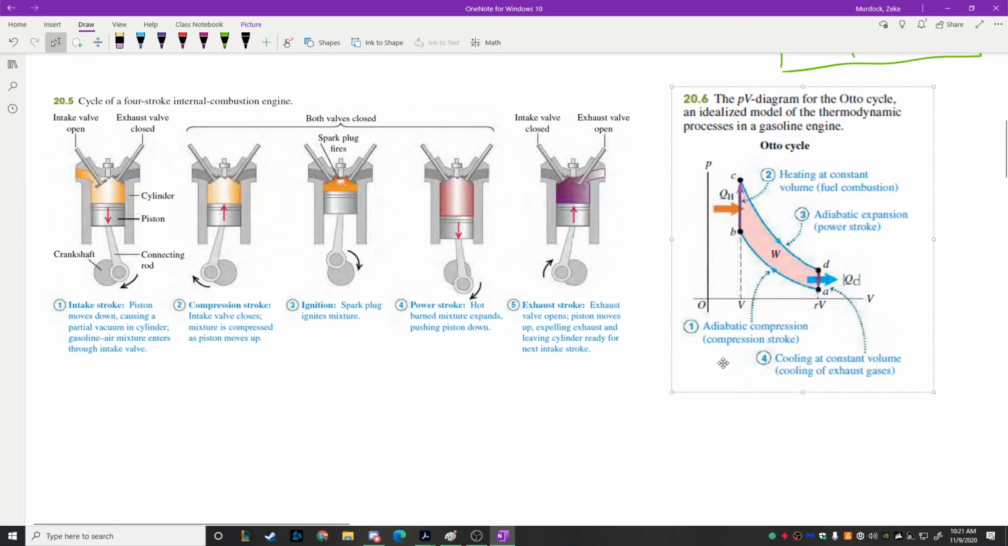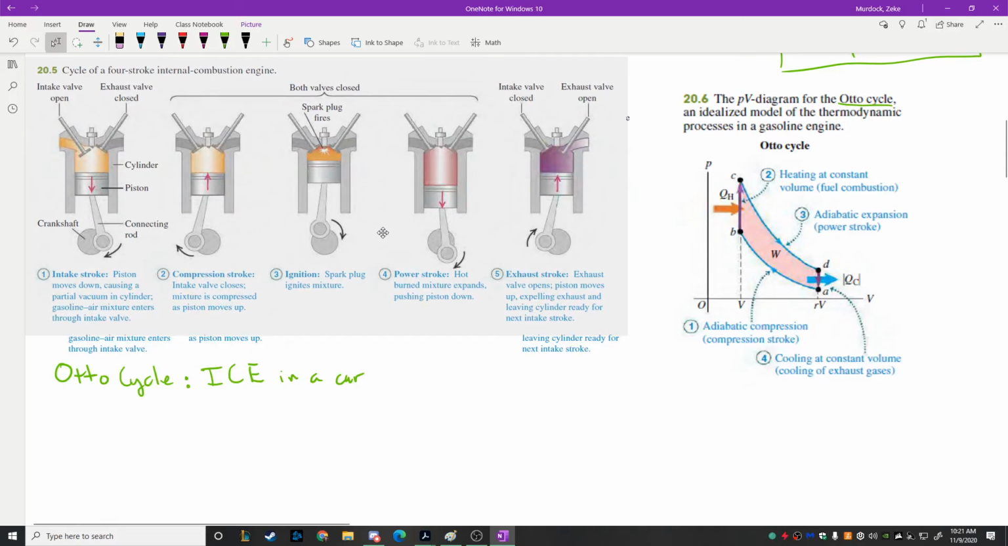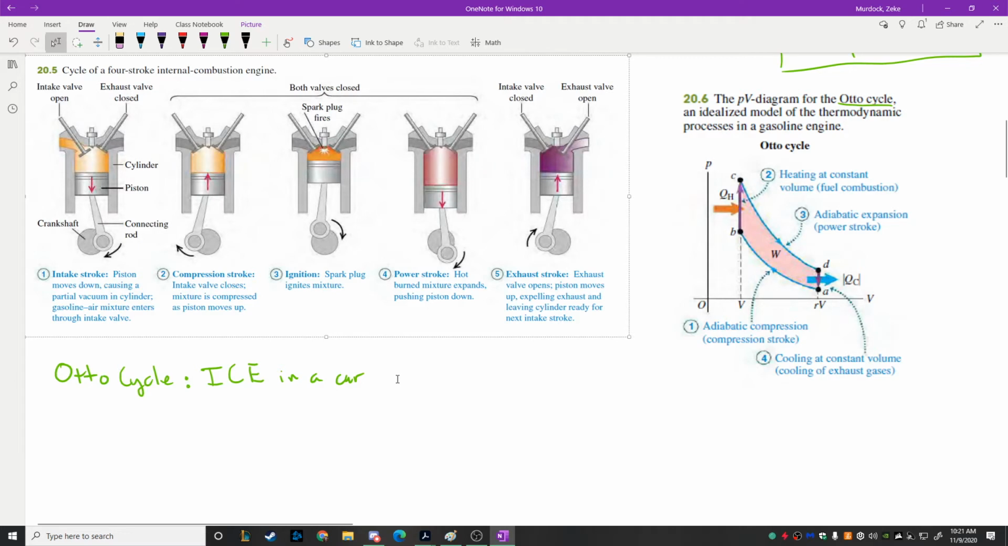Okay, so this is what's called the Otto cycle. You can see that right here. It says Otto cycle. This is the process that happens inside of a car engine. Okay, so this is an internal combustion engine, ICE, in a car. This is kind of different from a diesel engine. So this is the engine that works off of just the normal gasoline that you would buy from your local gas station.